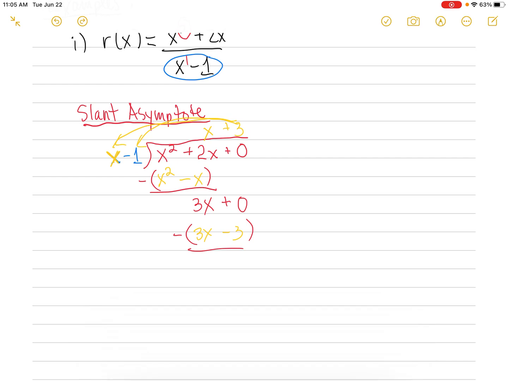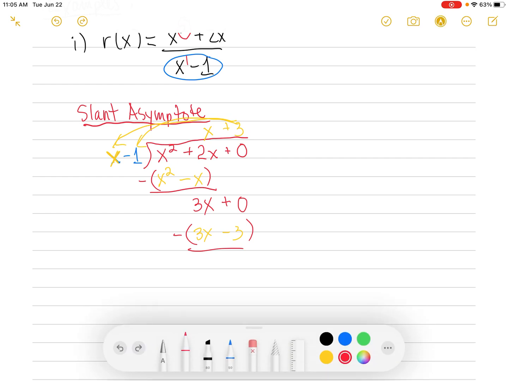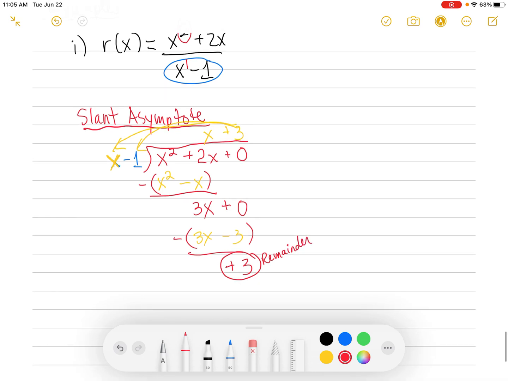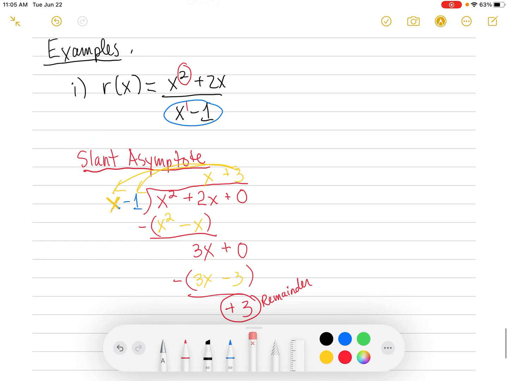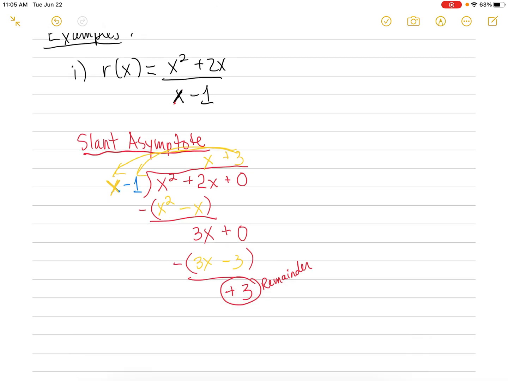So 3x minus yellow 3x is 0. And then we have 0 minus negative 3, which is the same thing as positive 3 here. And this is your remainder right here. That's called the remainder. So when you're doing rational functions, you're not going to get a remainder of 0, like with polynomial division. You're going to have a remainder.